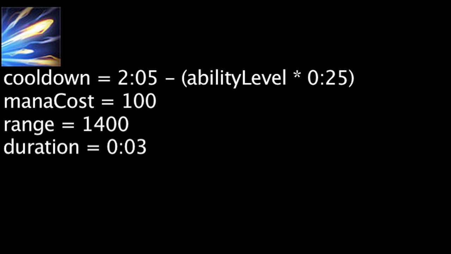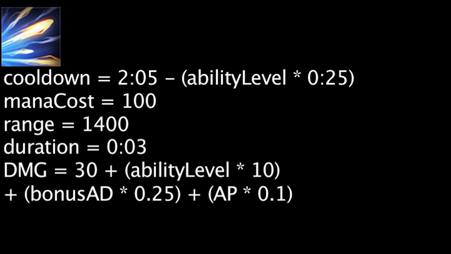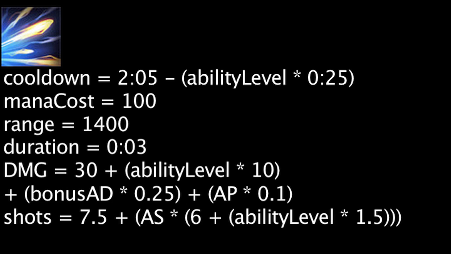The damage dealt per shot will be equal to 30 plus the ability's current level times 10 plus Lucian's bonus attack damage times 0.25 plus Lucian's ability power times 0.1. The amount of shots fired will be equal to 7.5 plus Lucian's attack speed times 6 plus the ability's current level times 1.5. The damage dealt to minions will be multiplied by 4.